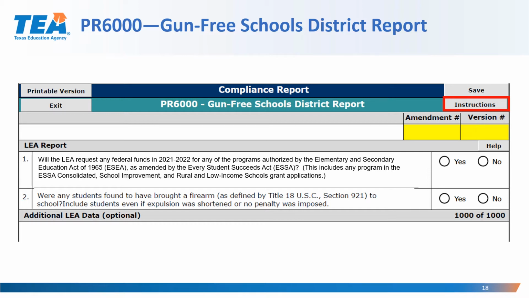To complete the report, simply answer yes or no as to whether the LEA will accept any federal funds in the 2021-2022 school year. You will also indicate whether any students were found to have brought a firearm to school.